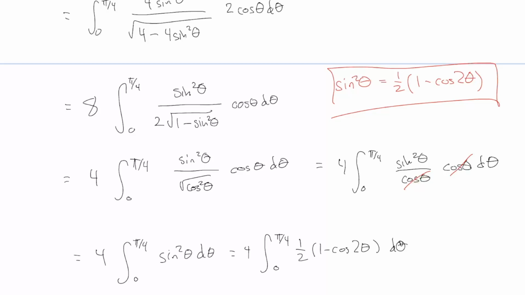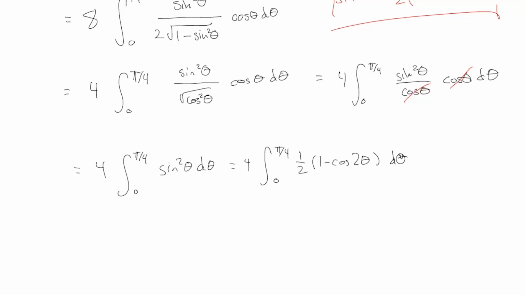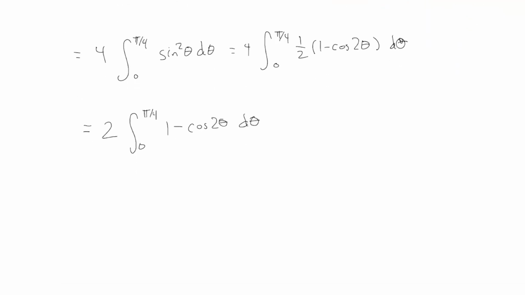So you've got to remember how to do those other tricks too. All right, factor the 1/2 out of the integral. It joins with the 4 and becomes a 2, integral 0 to pi over 4, and then I just have 1 minus cosine 2 theta. And this we can just straight up do the integral. So we get 2 on the outside, and then 1 becomes theta. Negative cosine 2 theta becomes negative 1/2 sine 2 theta. And then, not a plus c, plug in the values like that.